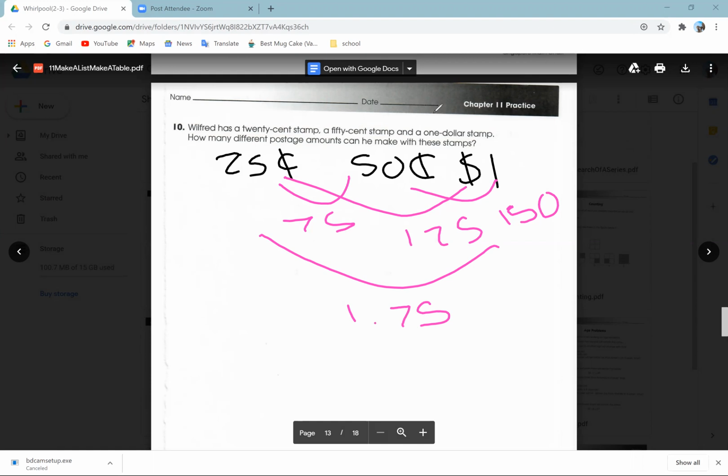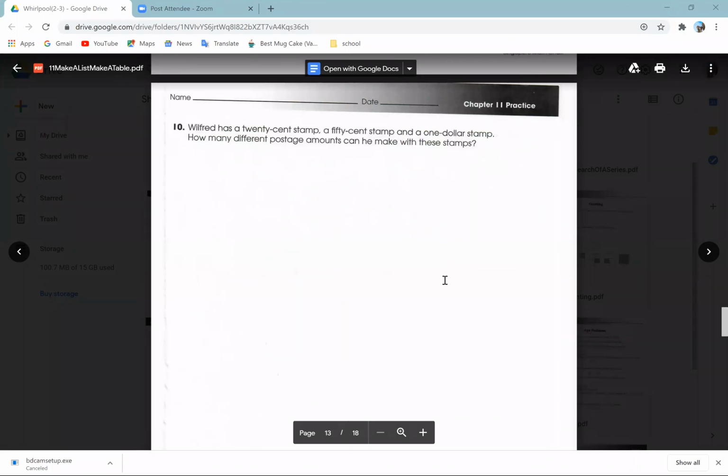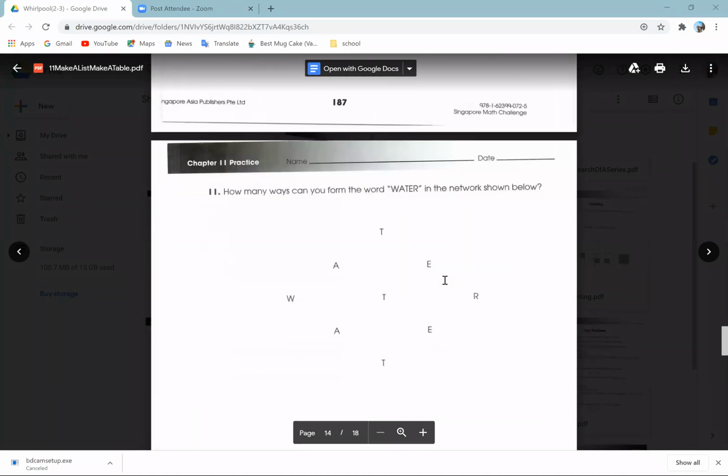We can also do the 25, the 50, and the 1. So that's 3, 4, or 3, 6, 7 again. I think 7's our lucky number. So let's go ahead and erase that one. Remember, you can always pause or rewind.